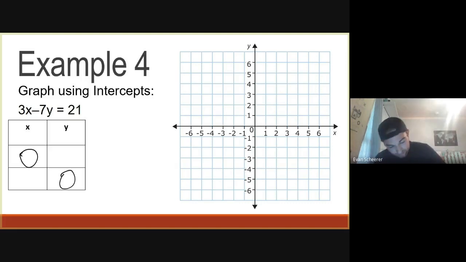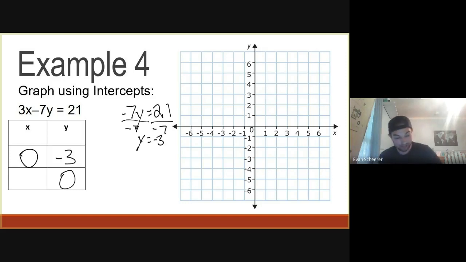So look at this. I'm going to do 3x minus 7y equals 21. Now, if I'm going to plug in 0 for x, notice I could just get rid of the x because 3 times 0 is just 0. So now I know I have negative 7y equals 21. So divide by negative 7, divide by negative 7, y equals negative 3.